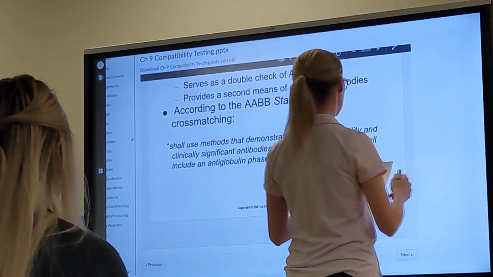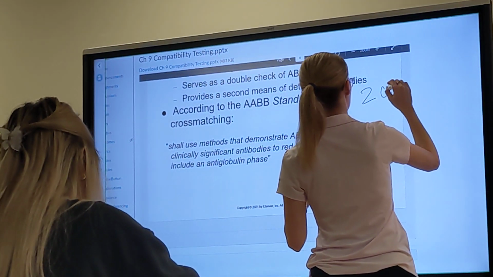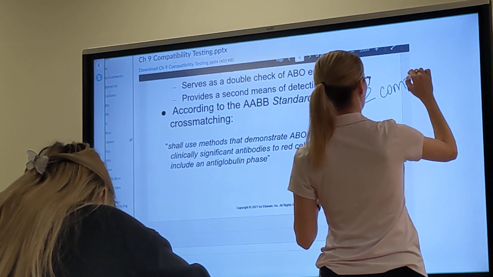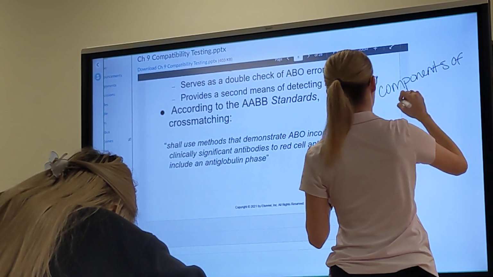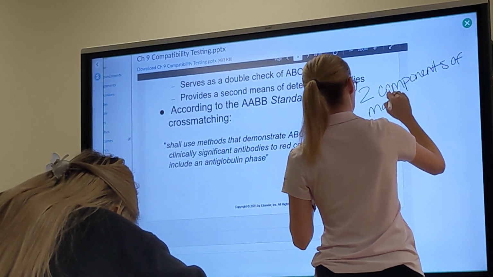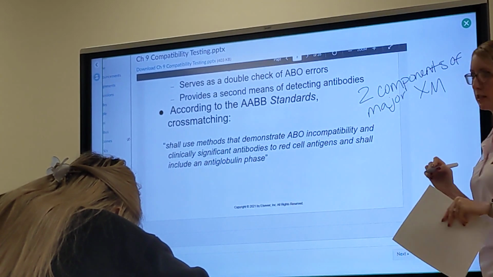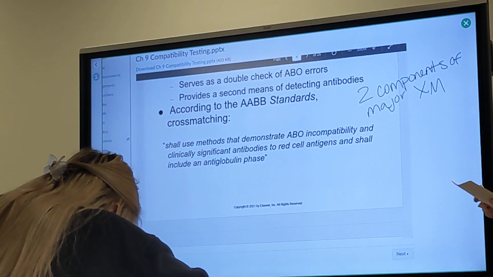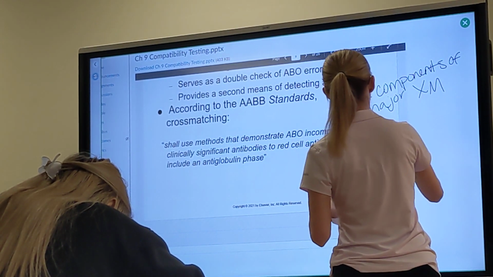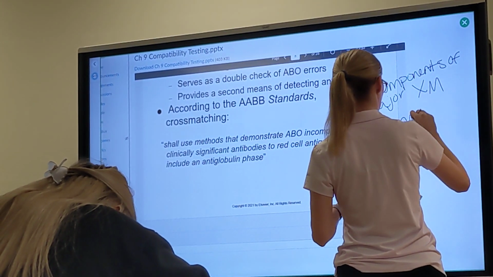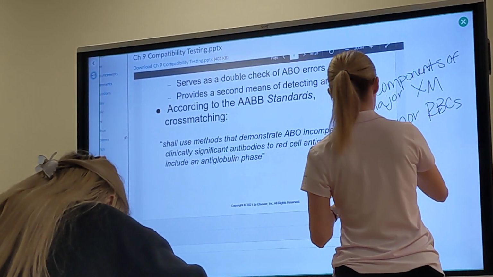So one thing that you'll need to know, the two components of the major cross-match. I'm going to abbreviate cross-match as XM, that's what we do in the blood bank. That means cross-match. It's donor red cells and recipient's plasma.